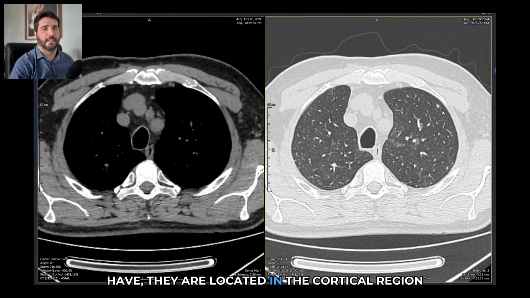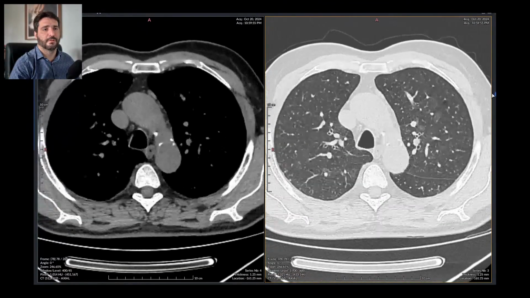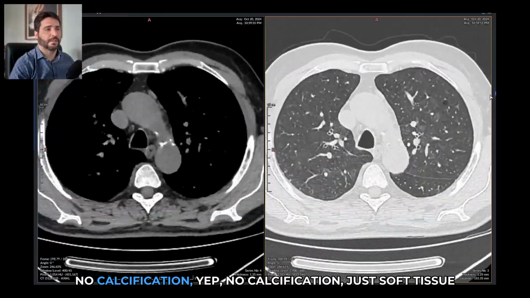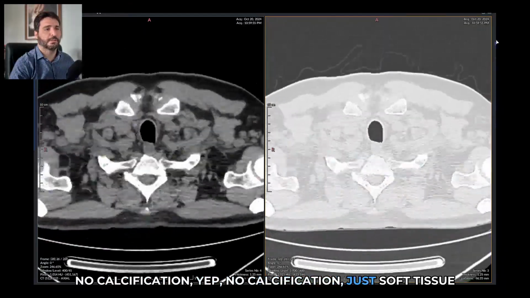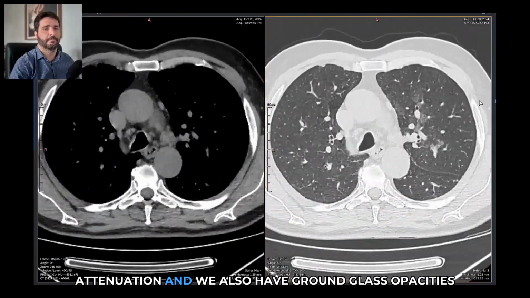They are located in the cortical region of the lungs, especially on the upper lobes, less than 0.4 millimeters. No calcification. Yep, no calcification, just soft tissue attenuation.